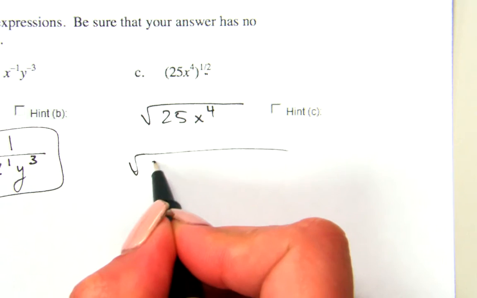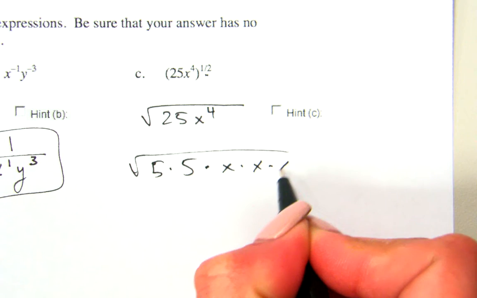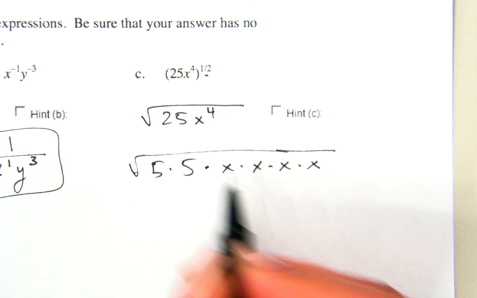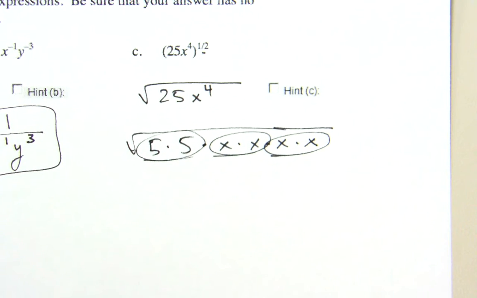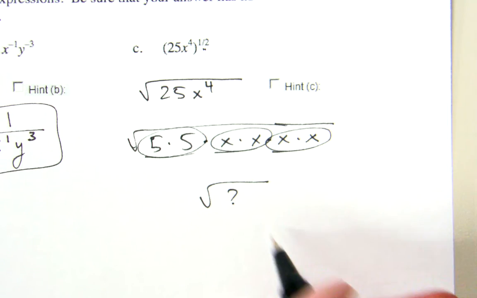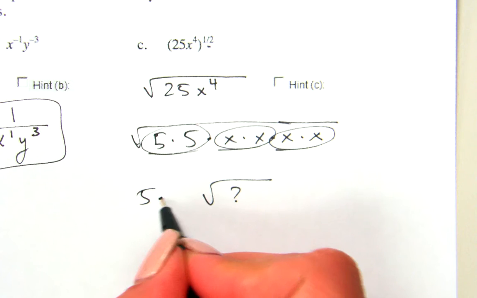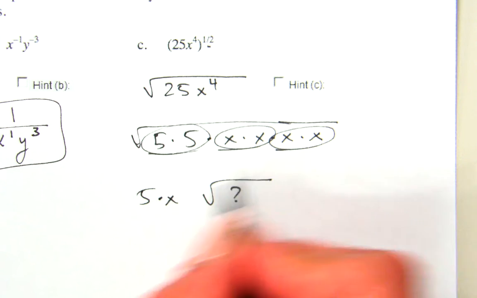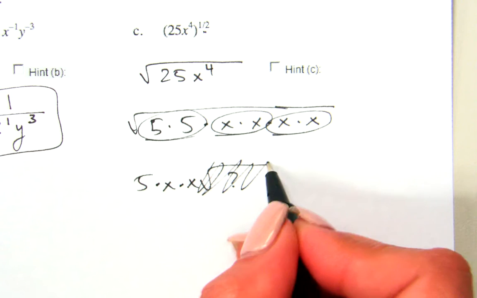That means I have 5 times 5, and then I have x times x times x times x. There's a pair of 5s, there's a pair of x's, then another pair of x's. This is super convenient. That means there's nothing left over under the radical sign. It's empty. There's a pair of 5s, so one of them comes out. There's a pair of x's, one of them comes out. There's another pair that comes out. There's nothing left over, so we don't really care anymore.